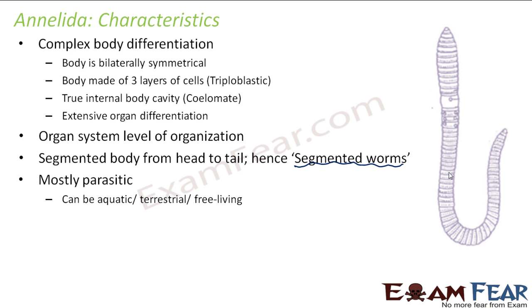Now how did this phylum get the name Annelida? The term Annelida comes from the word annulus, which means little ring. Here you can see these ring-like structures which are present. From there it is named Annelida. They are mobile, that is, they can move from one place to another, and this mobility is because of the longitudinal and circular muscles present in them, which help in locomotion. So these are some of the basic features of the phylum Annelida.